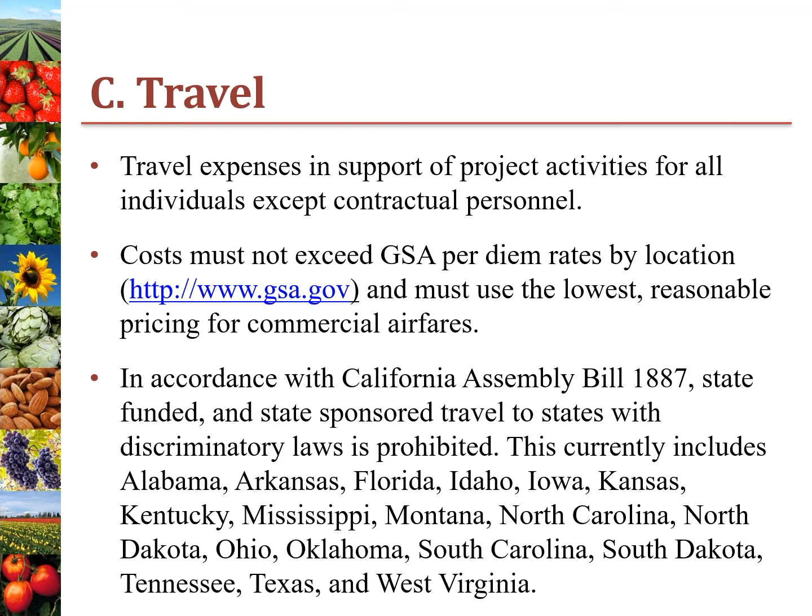In accordance with California Assembly Bill 1887, state-funded and state-sponsored travel to states with discriminatory laws is prohibited. SCBGP funds cannot be used to support costs for travel to states with active discriminatory laws. The following states are subject to this prohibition: Alabama, Arkansas, Florida, Iowa, Idaho, Kansas, Kentucky, Mississippi, Montana, North Carolina, North Dakota, Ohio, Oklahoma, South Carolina, South Dakota, Tennessee, Texas, and West Virginia.